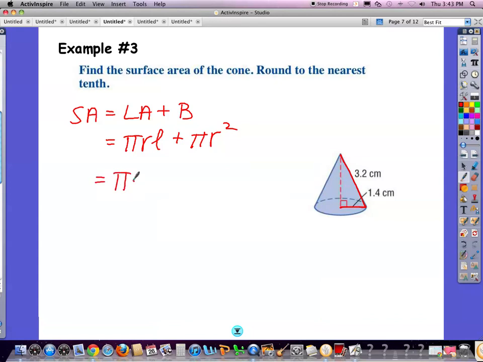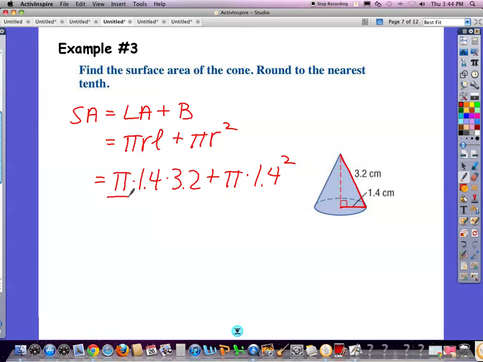Pi, radius, slant height, plus pi times the radius, squared. Now, let's just all do a double check. So make sure you can get this into your calculator however you want to work it out, in steps or if you want to do it individually. I'm going to show you 2.